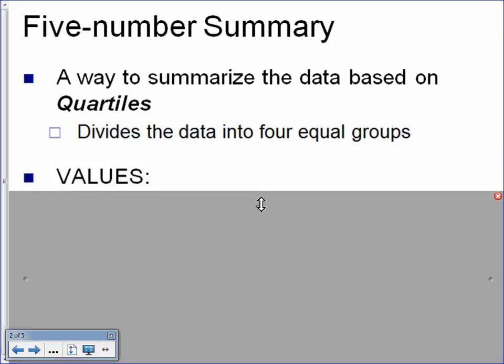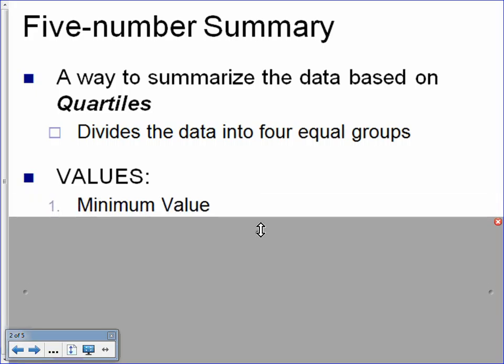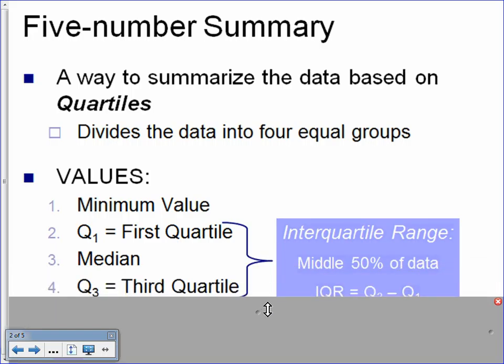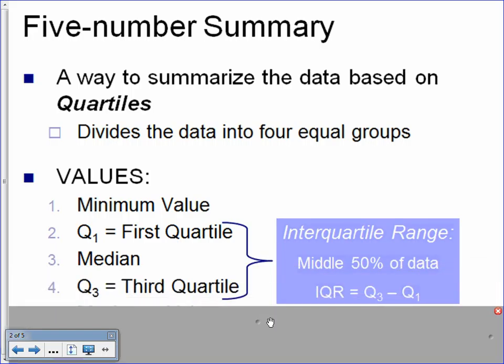Now, the values that are included in the 5-number summary are this. Start with your lowest value, which is your minimum. And then I'm going to put the next 3 up at the same time. It's called your first quartile, your second quartile, your median, and your third quartile. So I'll give you a chance to write those down, then we'll talk about what that means here in just a minute.